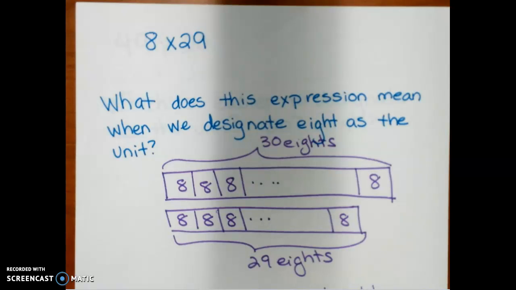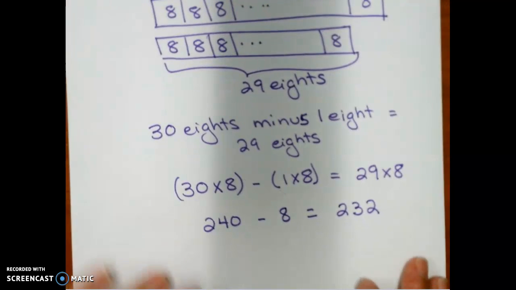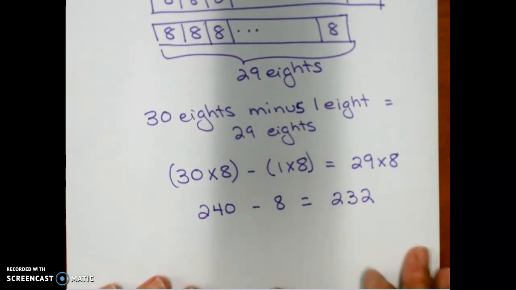So we know that 30 times 8 is 240 minus 1 eighth. So that gives us 232. And I'm sorry, I kept writing and you didn't see what I was writing. So 30 eighths minus 1 eighth is 29 eighths, which 30 times 8 is 240, and then I subtract 8 and I get 232. So I can do this pretty easily in my head.